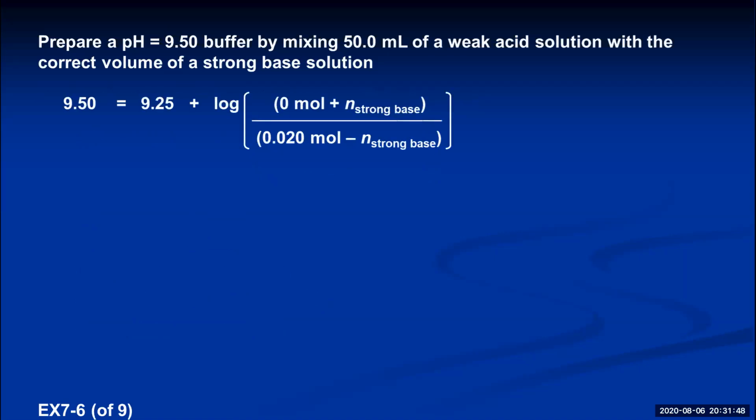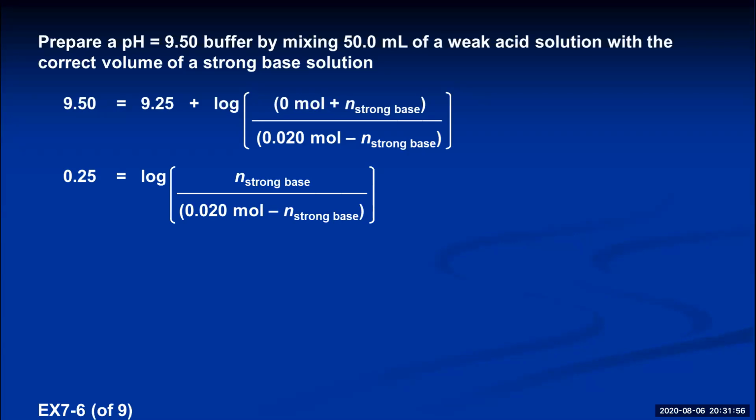So in this expression here, the first thing I would do is I would subtract 9.25 from both sides of the equation. If we do that, the left side will become 0.25, and that's going to equal our log term, which on the top was 0 plus moles of strong base. So I just simplified that to moles of strong base. And in the denominator, it's 0.020 moles minus the moles of strong base.